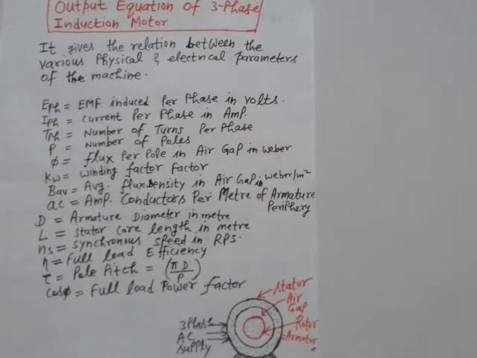The outermost frame is the stator. This red circle is the rotor, or armature, and between stator and rotor there is an air gap. When you provide three-phase AC supply to the three-phase induction motor, you get a rotating magnetic field in the air gap. We have already discussed the operating principle.